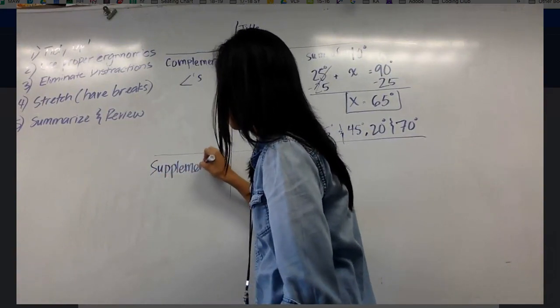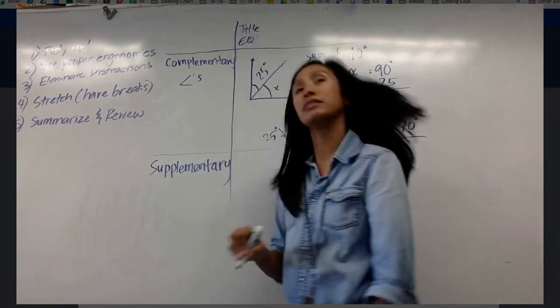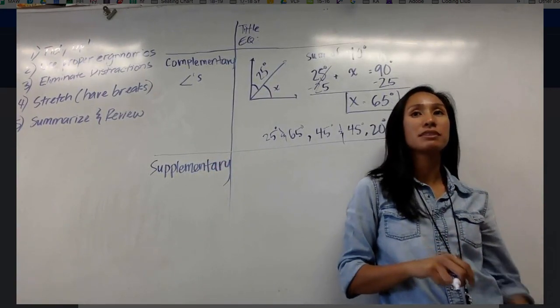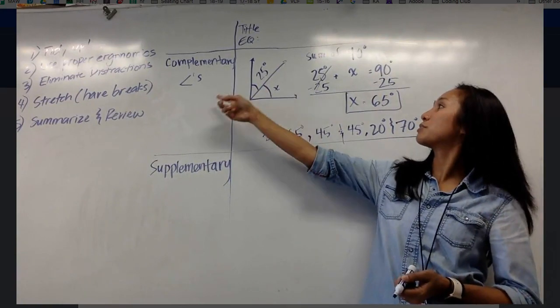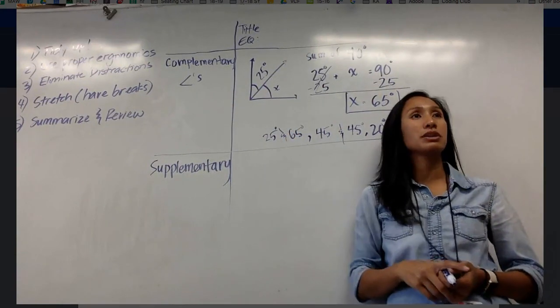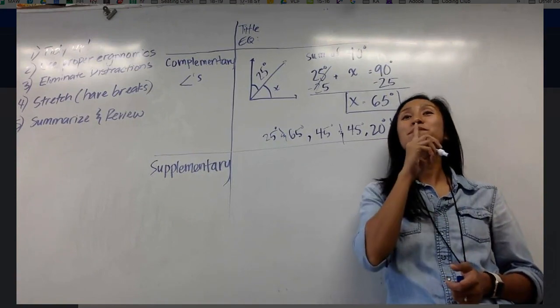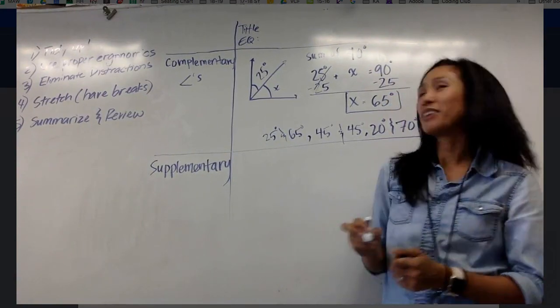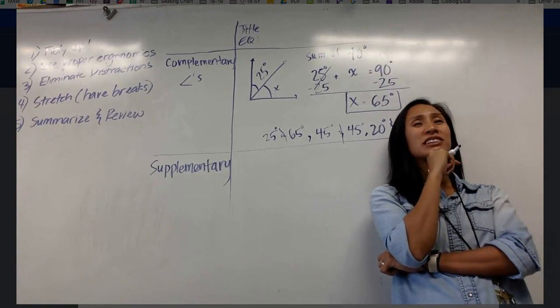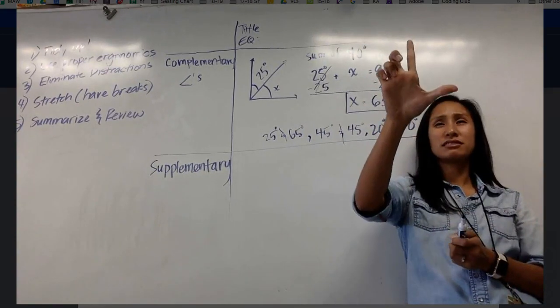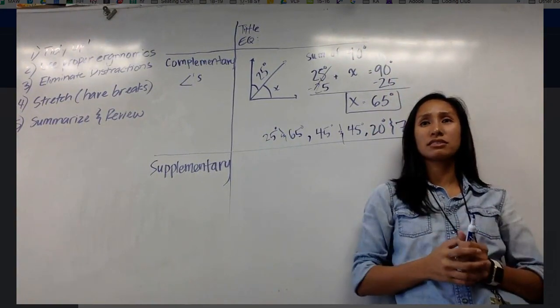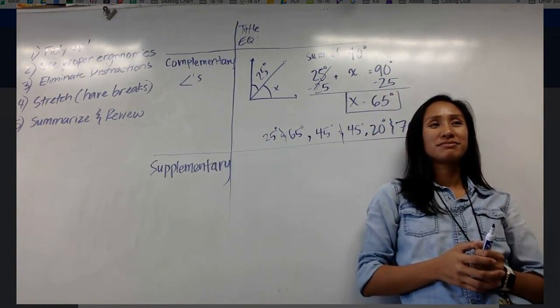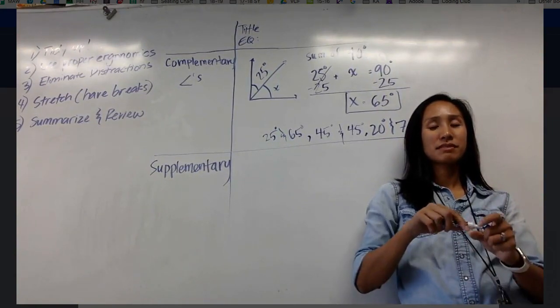Supplementary angles are a different type of relationship. Take a guess as to how many degrees it has. If complementary has 90, what do you think supplementary has? 180. If it has 180, what does it look like? Half a circle. A whole circle is 360, right? 360 is a full circle.